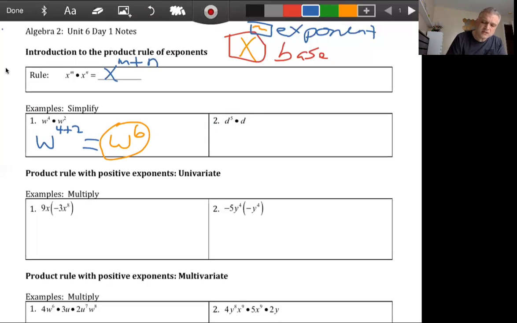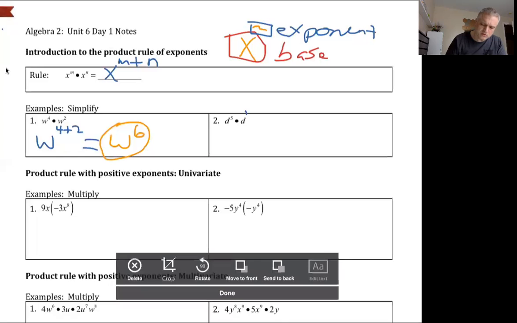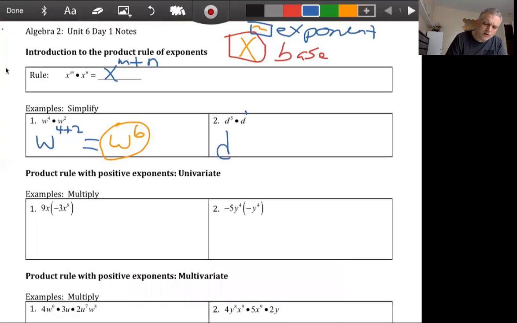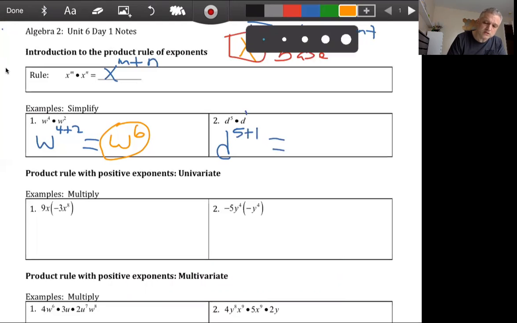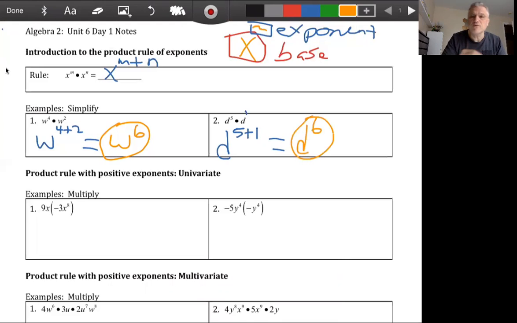So let's do the second one. So we have d to the fifth power times d. So remember, invisible math, there is an exponent there. We just didn't write it. So it's d to the first. So it's d to the fifth times d to the first, which will equal d to the power of 5 plus 1, which is d to the sixth power. So d to the fifth times d gives us d to the sixth.